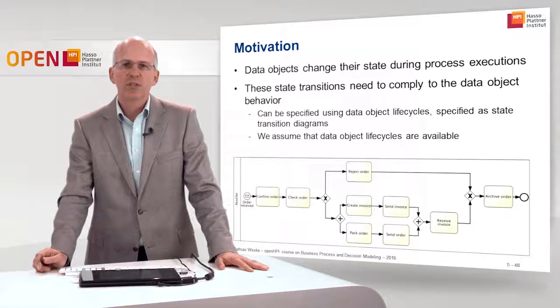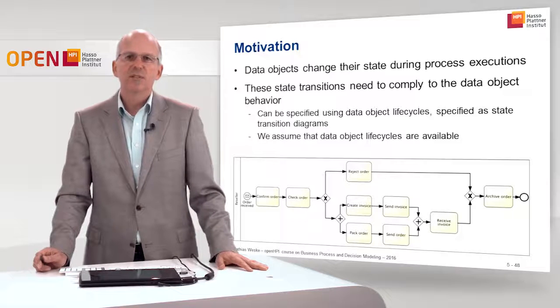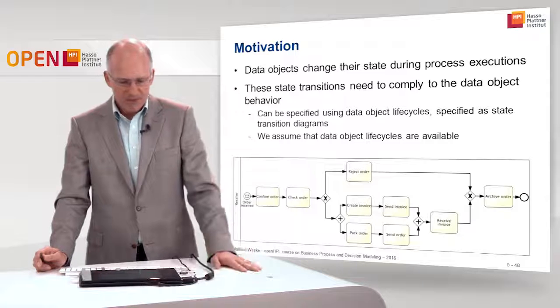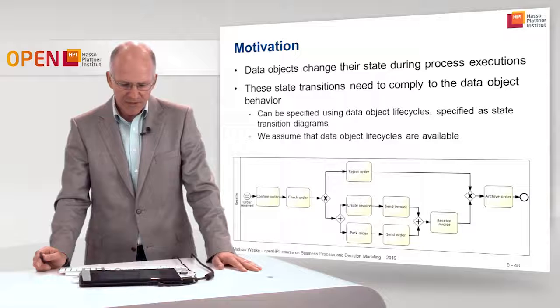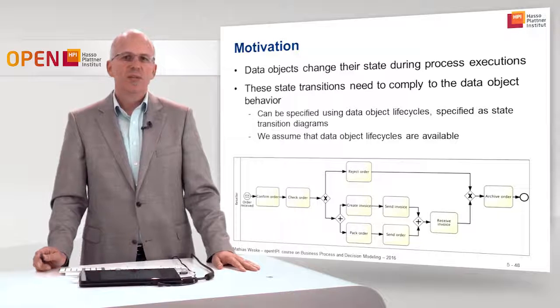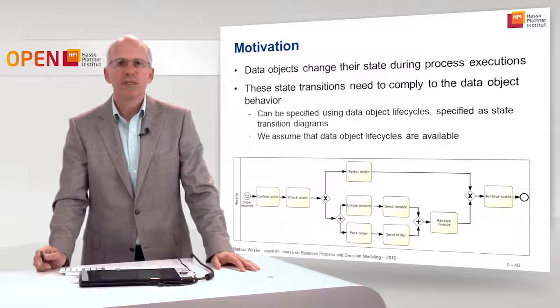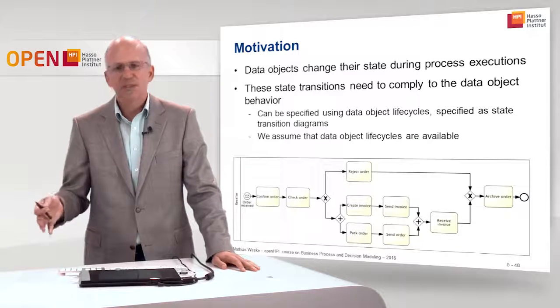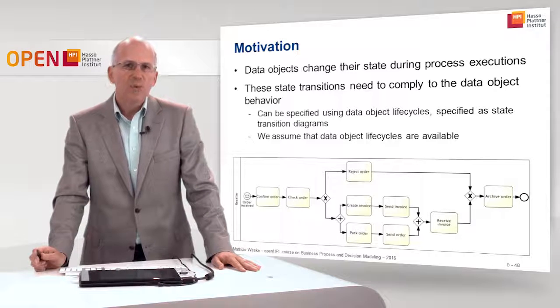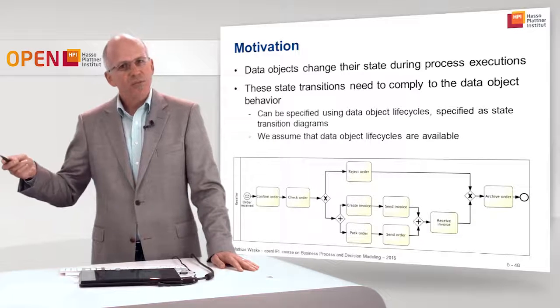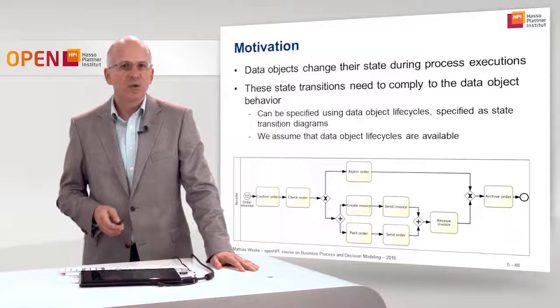We know from the object orientation paradigm that objects are represented by structure and behavior, or state and behavior. And the behavior is represented by state changes. And we assume now that we have the data object lifecycle available. That's often really the case when we have an IT system that is implemented in the organization, and we know which data objects are there, and we also know the states that data objects can take. Well, that is the assumption. And we want to check whether the behavior of the data object, or the state changes of the data objects, are really in line with what the business process expects from them.